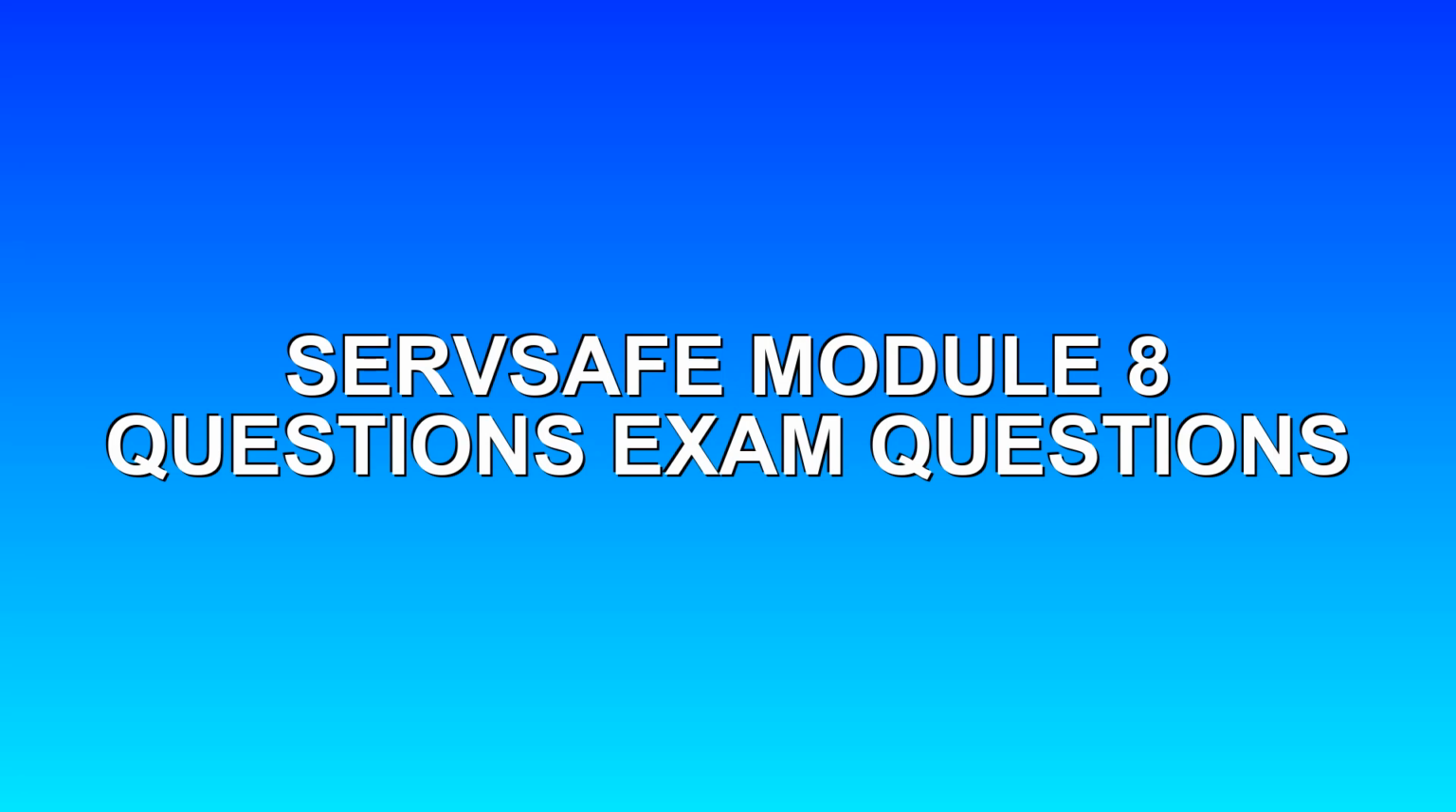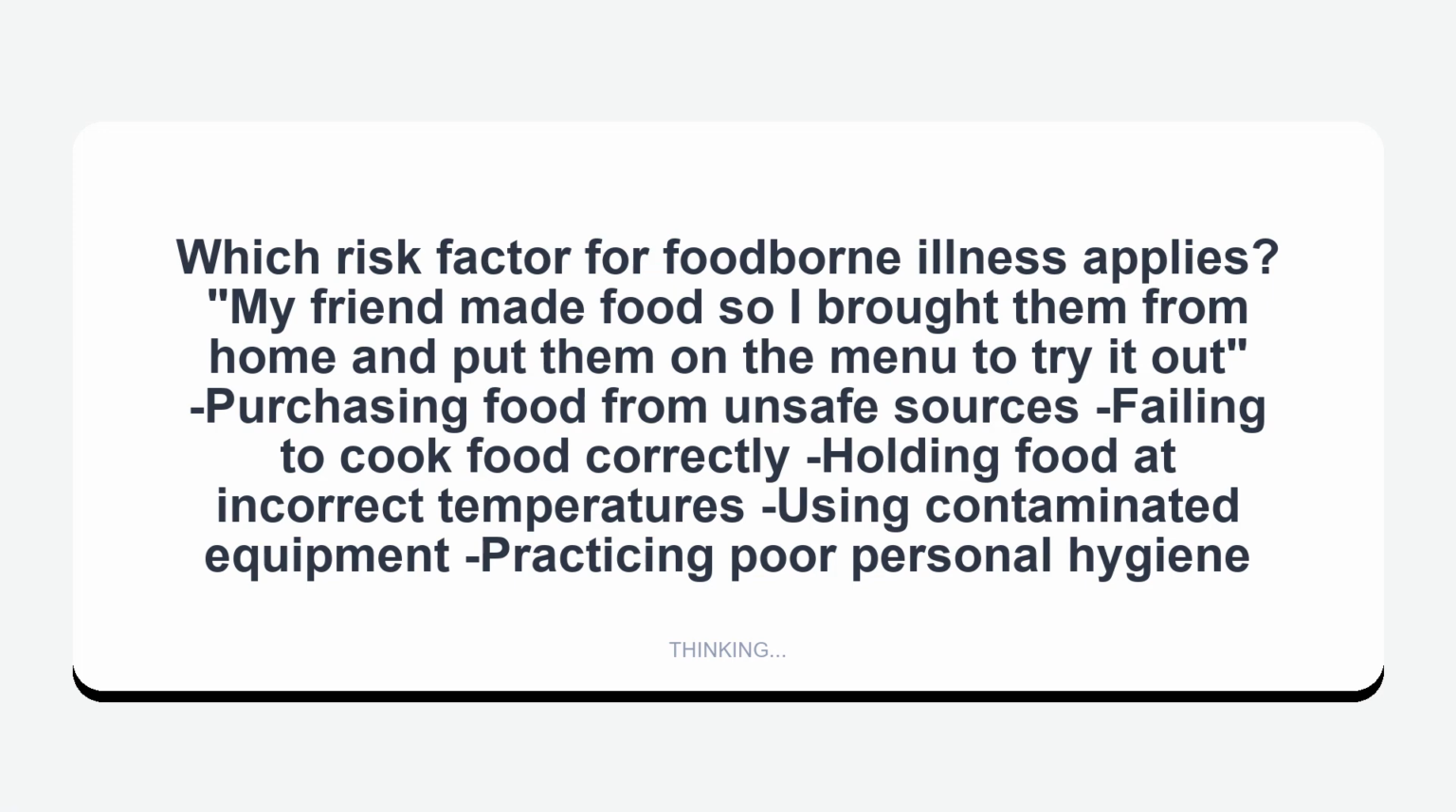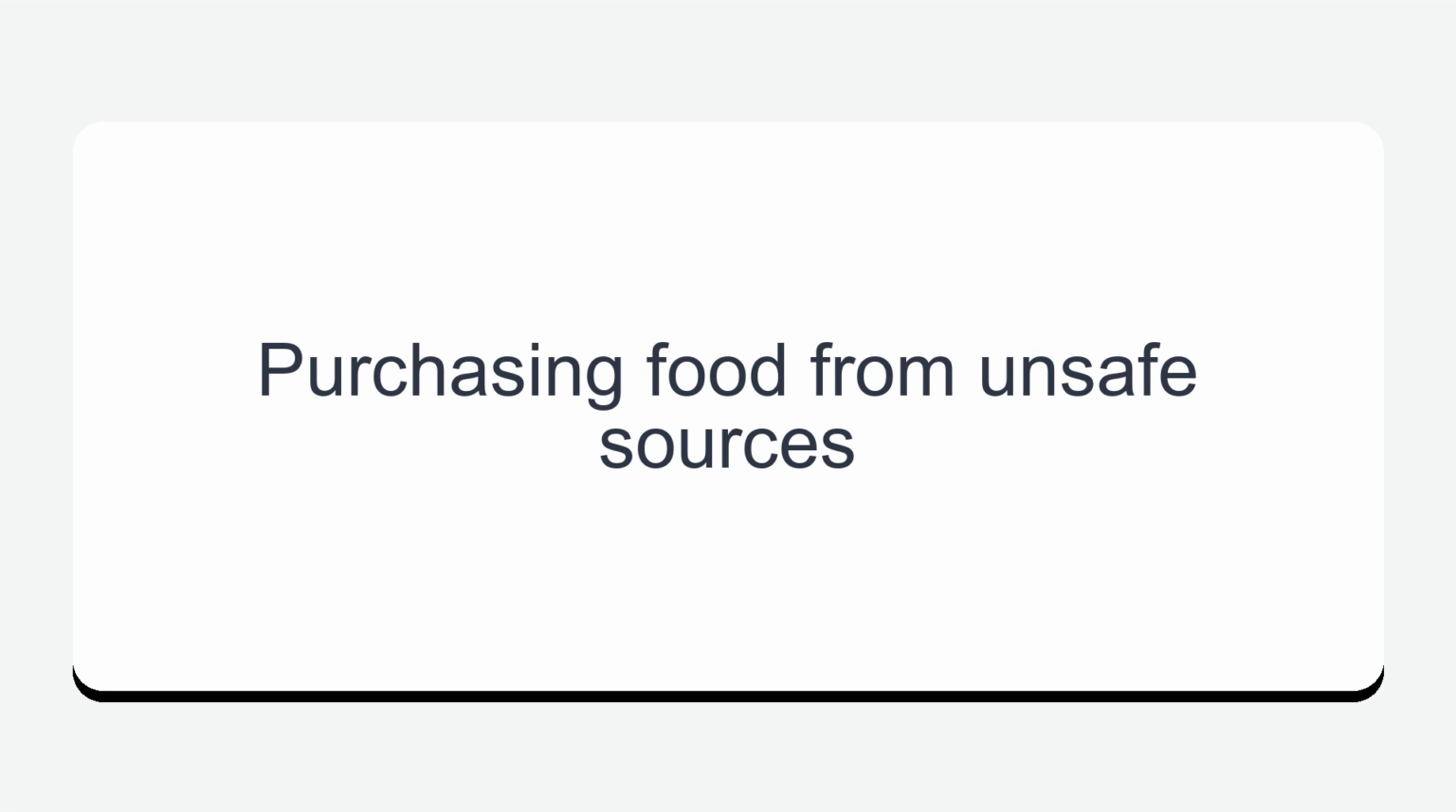ServSafe Module 8 exam questions. Which risk factor for foodborne illness applies? My friend made food, so I brought it from home and put it on the menu to try it out. Options: purchasing food from unsafe sources, failing to cook food correctly, holding food at incorrect temperatures, using contaminated equipment, practicing poor personal hygiene. Answer: purchasing food from unsafe sources.